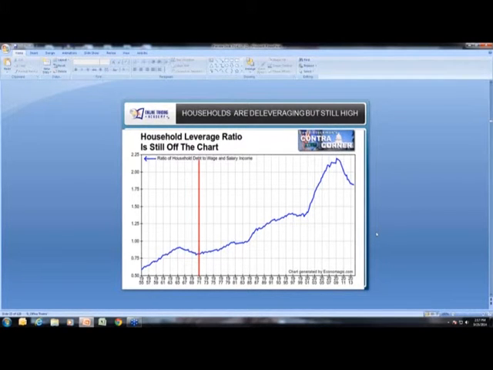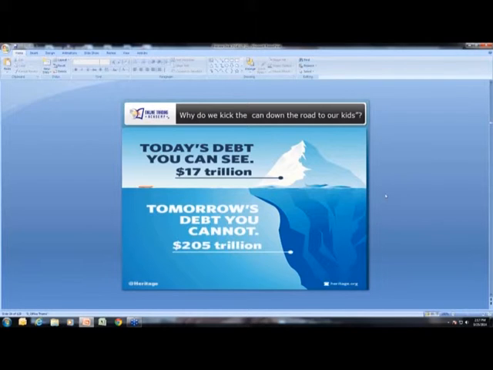This is the household leverage ratio going from 1955 through today. And we're basically looking at the ratio of household debt to wages and salary income. And you can see it's very clear that the markets have turned over and we are now in the credit purge, or what many call the deleveraging cycle.